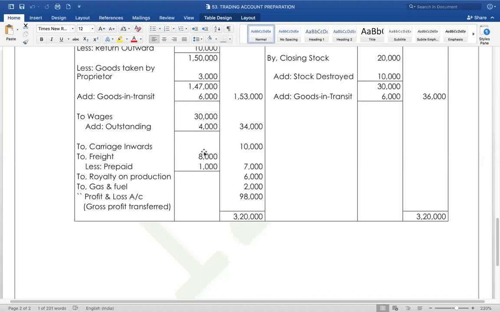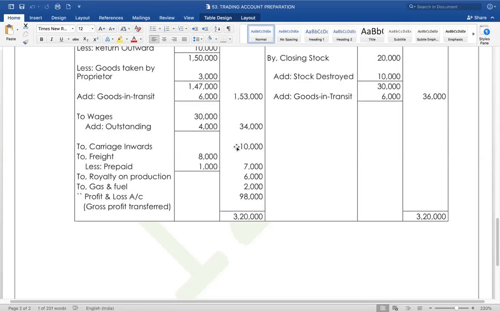Similarly, there's freight or carriage. Freight, 8,000. Out of this 8,000, 1,000 is already prepaid, right? This is for the next year, you paid now. This 1,000 does not belong to this year. Deduct this. Actual freight paid for this year is 7,000 only.